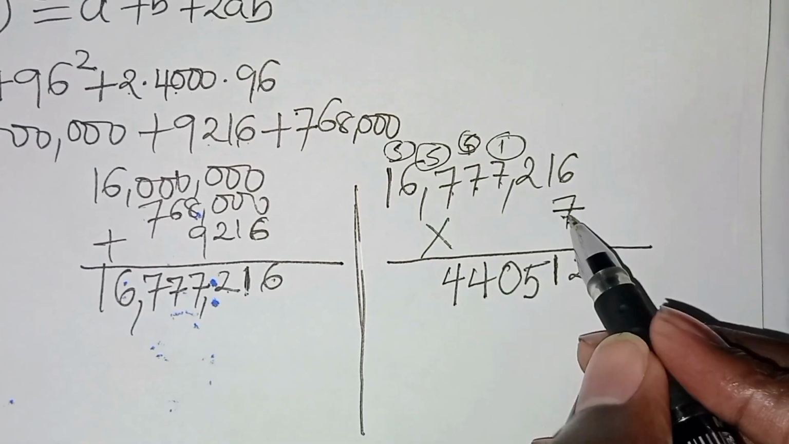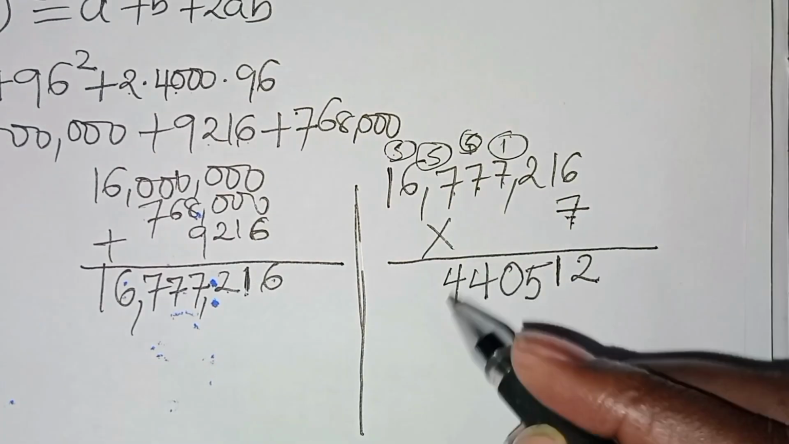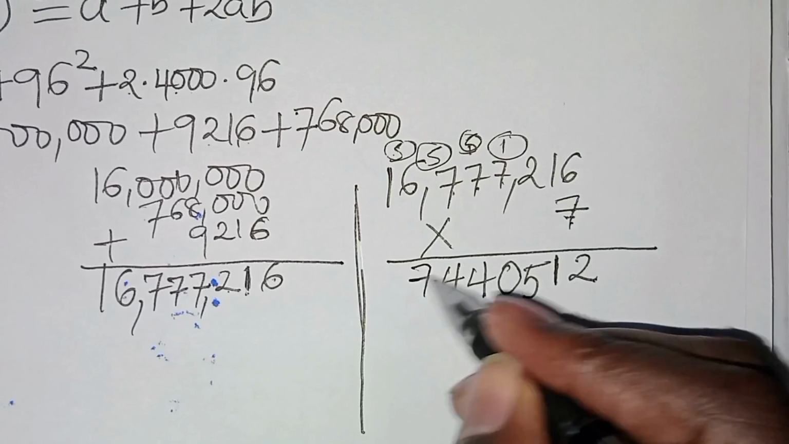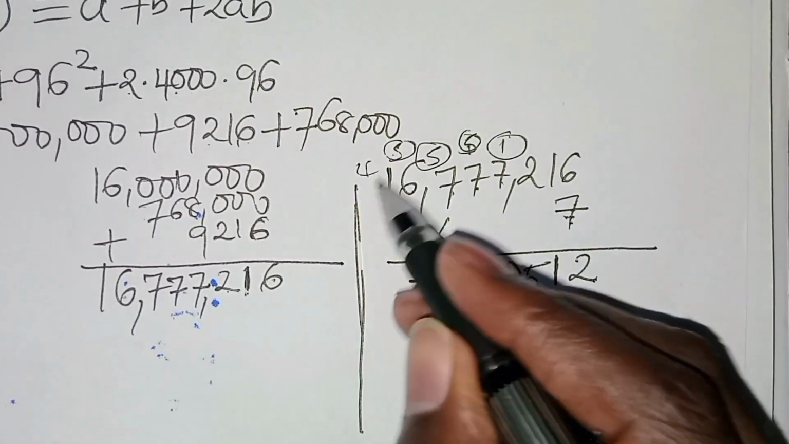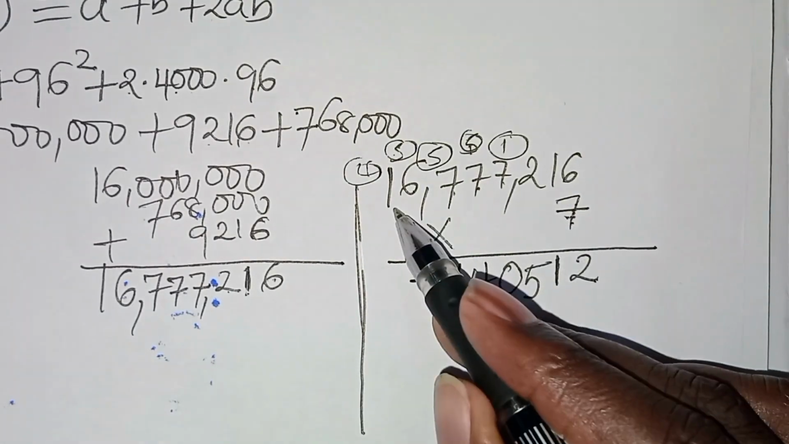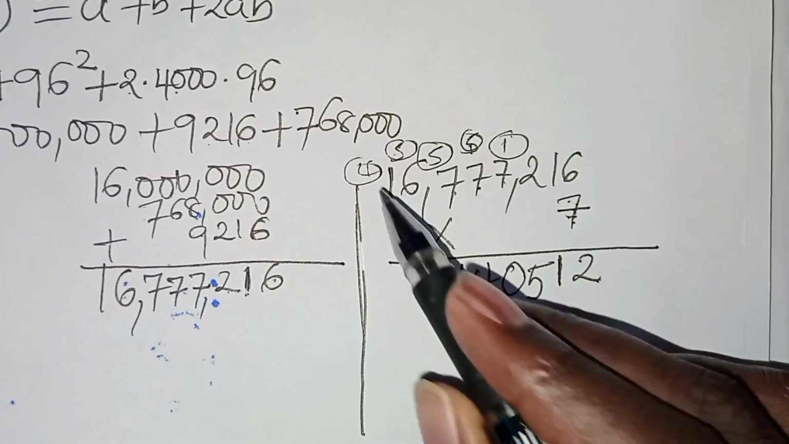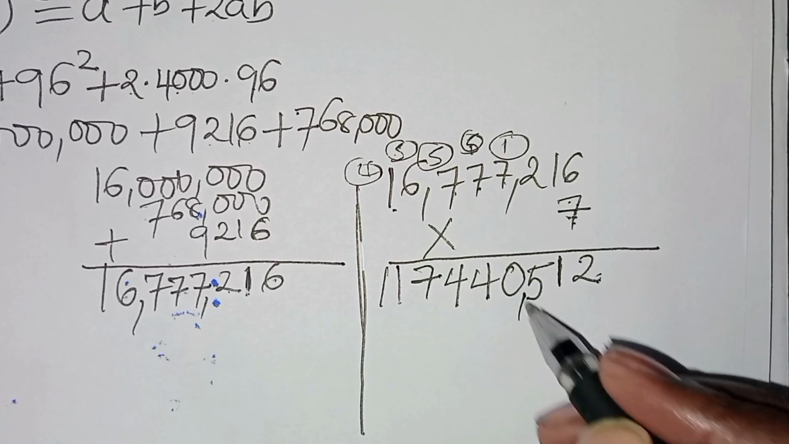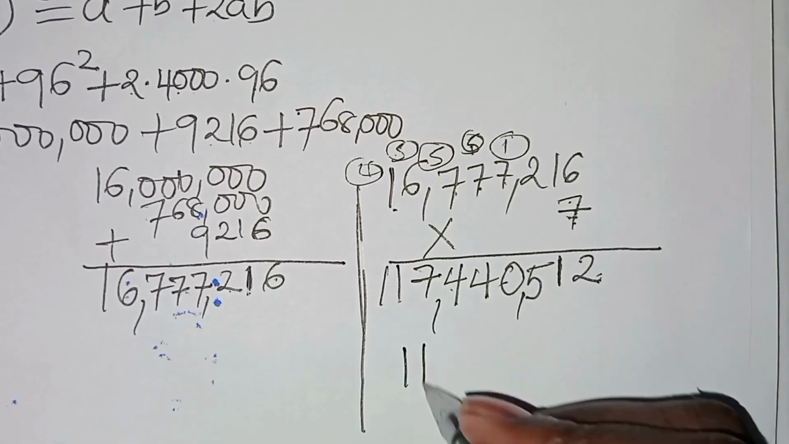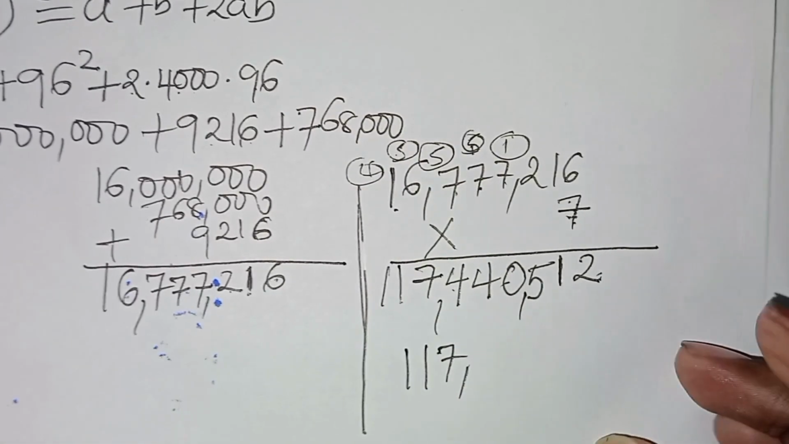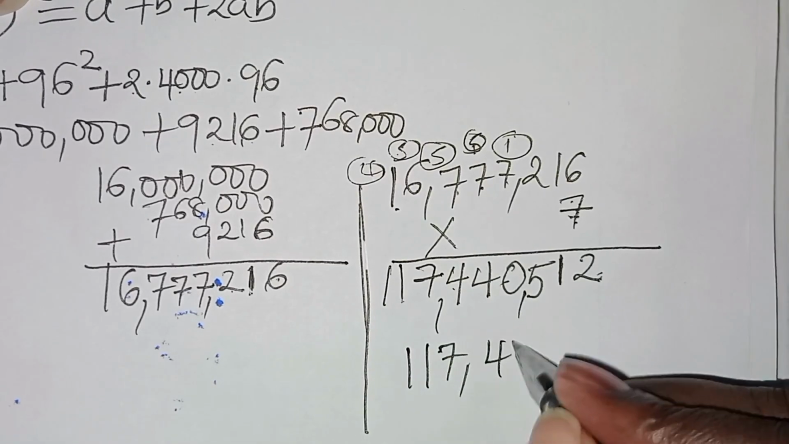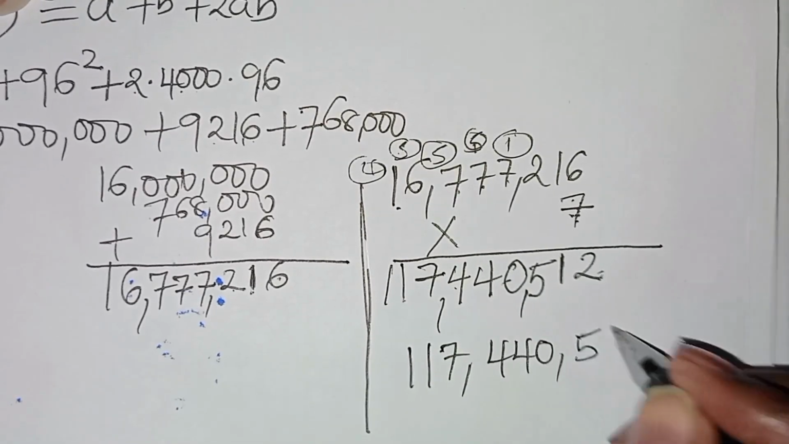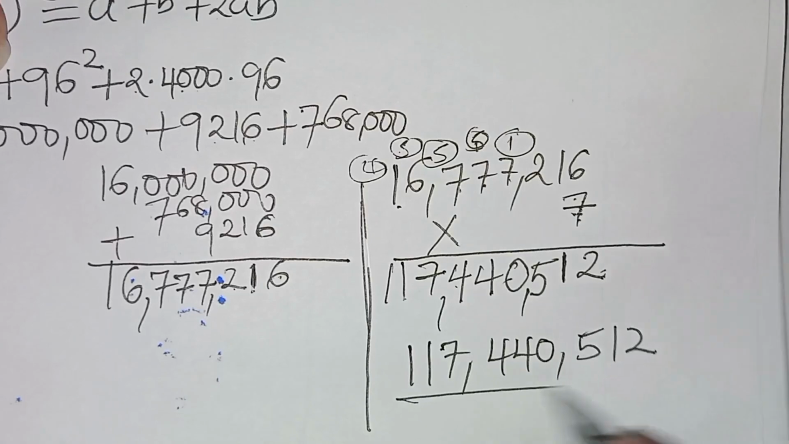Then 6 times 7, it's 42 plus 5, which is 47. So you have 7, carry 4 here. Then 7 times 1, which is 7, plus 4, which is 11. So this is 117,440,512. So this is the solution.